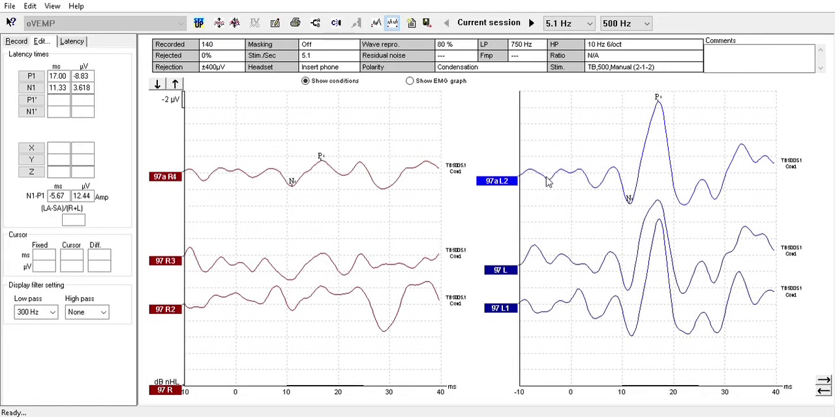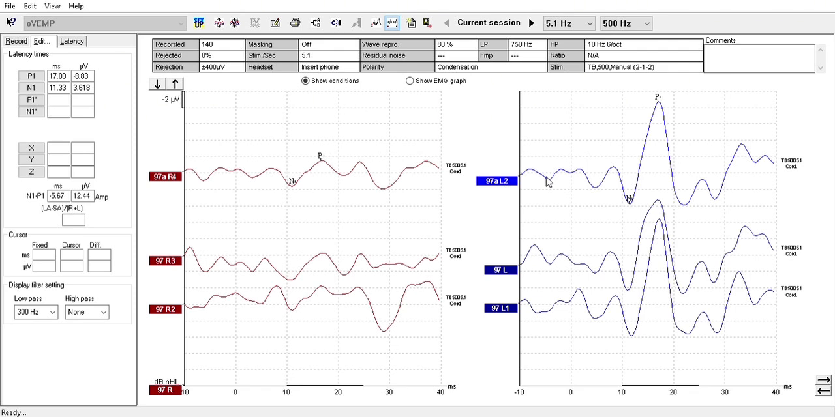So now that our waveforms are labeled, let's talk about interpreting them. When we look at cVEMP responses, or even oVEMP responses, this works for either way. Talking about cVEMP or oVEMP here is kind of interchangeable, because these are very, very similar responses. They're just flipped, and oVEMPs are much smaller, whereas cVEMPs are larger.